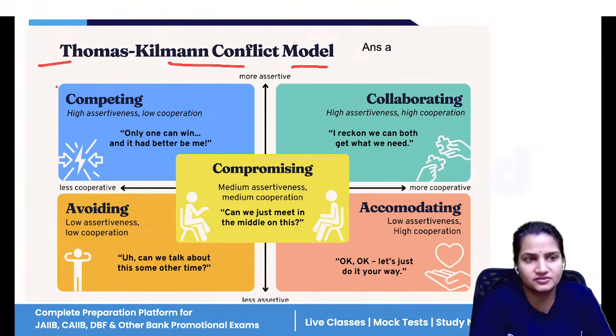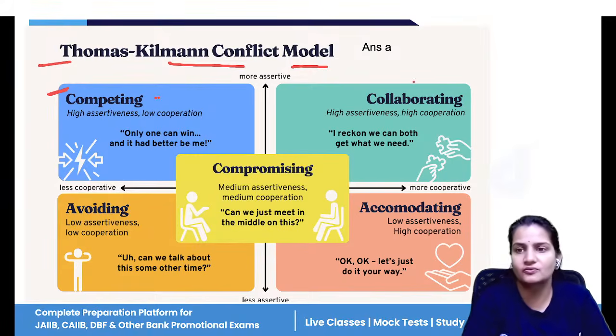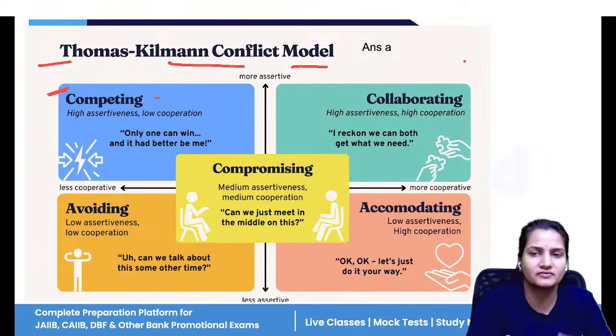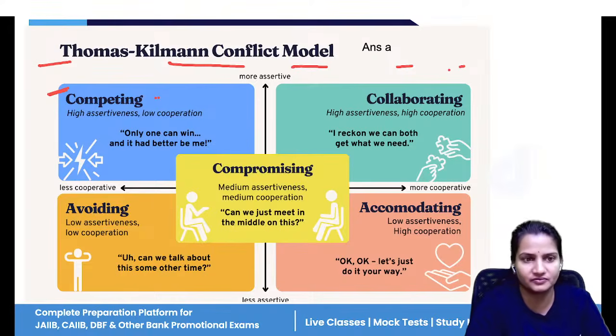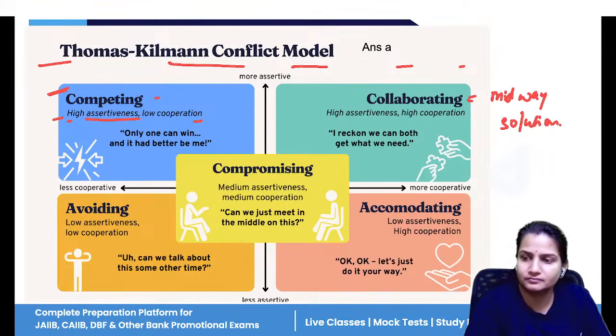First is competing. Competing means you are fighting with the other person, so either you will win or the other person will win. In this you have high assertiveness. Assertiveness means satisfying your own needs, and cooperation means satisfying the other person's needs. Because you are fighting, you are fulfilling your needs, so high assertiveness and low cooperation. Then collaborating means you are finding the midway solution, so high assertiveness and again high cooperation.